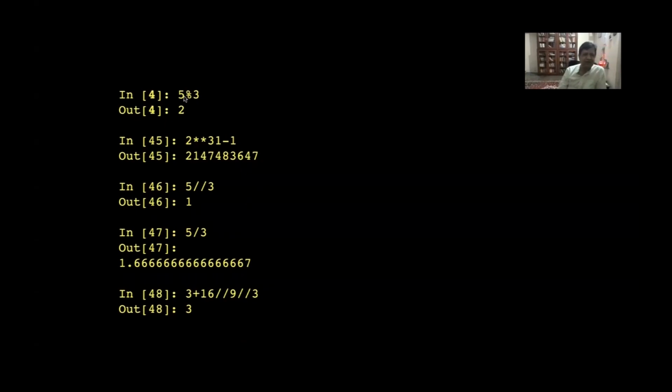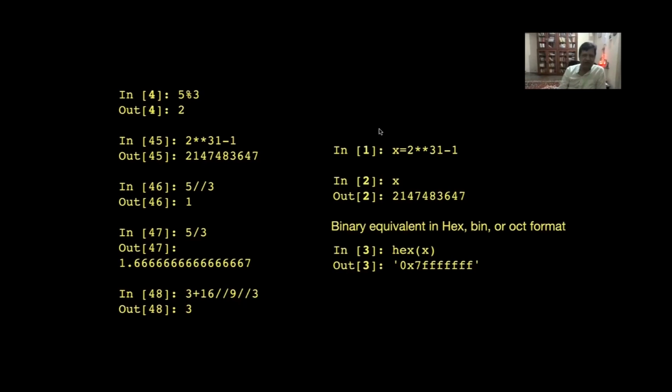Now this is modulo. Modulo is what is left after division. So 5 modulo 3: after division I get 1, and the remainder is 2. Now, if you want a hex representation, I think I already discussed that, so you can ignore this.